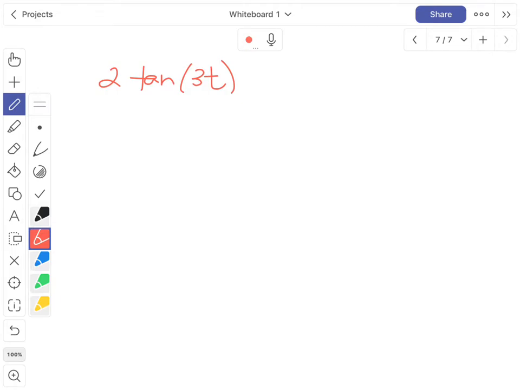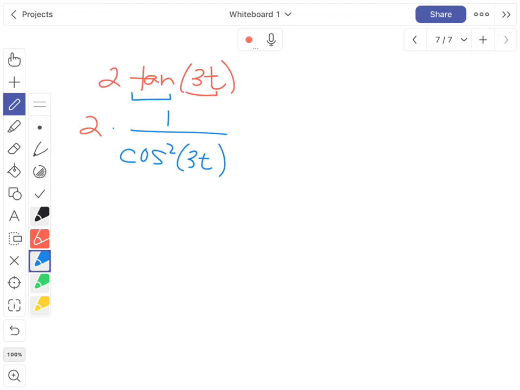We're obviously going to use the chain rule because we have a function 3t inside of tangent. So that 2 will become just a multiplier. The derivative of the outside function, the derivative of tangent, we know is 1 over cosine squared, but it's of the inside, so of 3t. And then we multiply that by the derivative of the inside with respect to t, which is just going to be 3. So we'll be left with 6 over cosine squared of 3t.